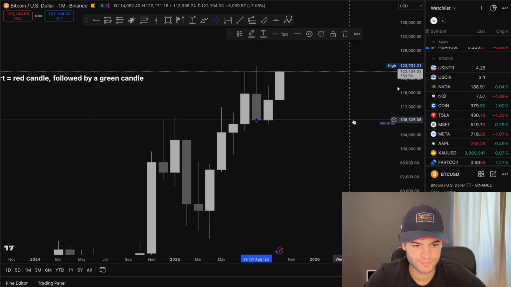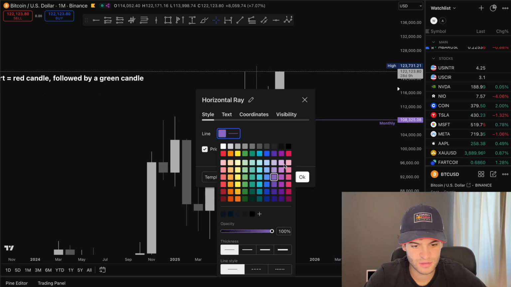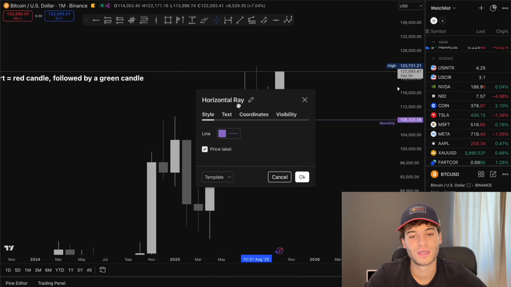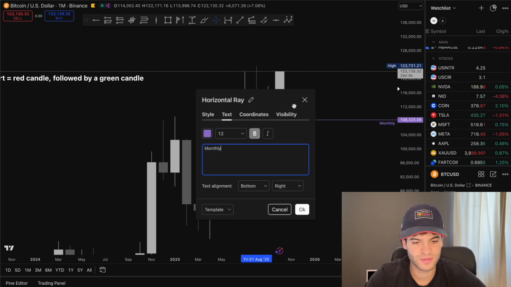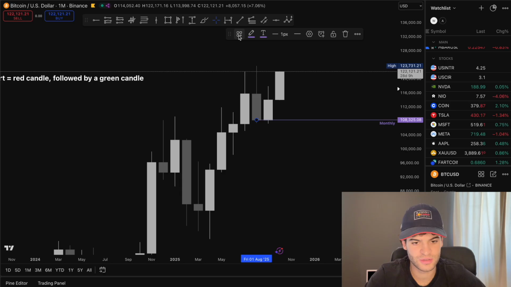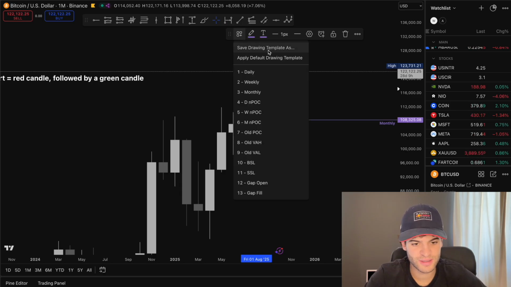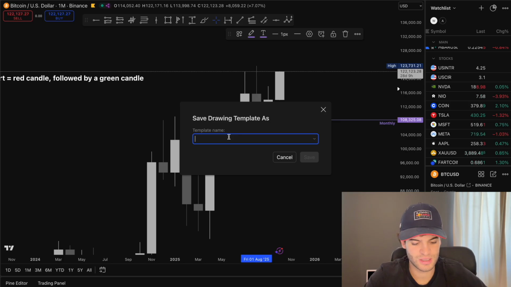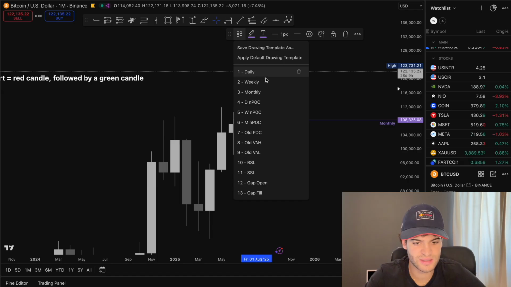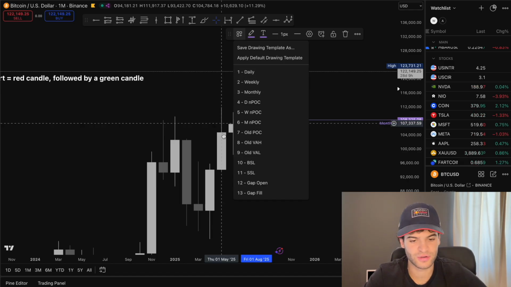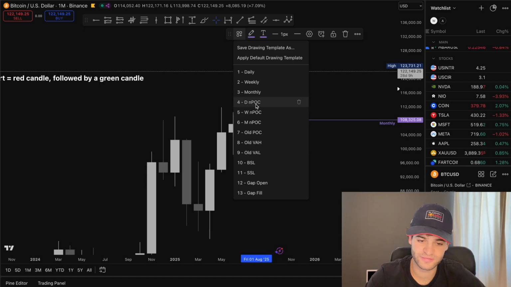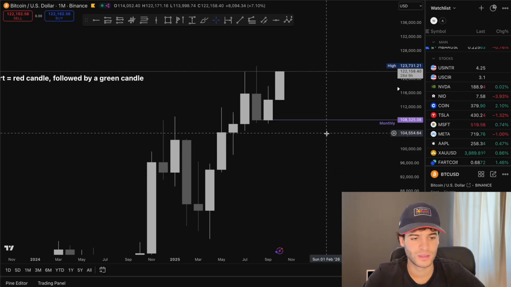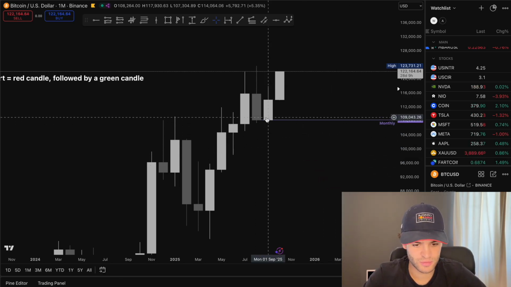What you can do here is click on the line that you put and decide a color. I typically do purple for monthly, yellow for weekly, and blue for daily. You can put your text, write your monthly level, and then, very important, you click on it, go to template, save drawing template as, and name your template, for example, monthly level. This is how I organize my levels. I have daily, weekly, monthly, all in order. Of course, there are other things that I will teach later in my advanced course, like POCs and value area highs, etc. But like this, we have just traced our monthly level.